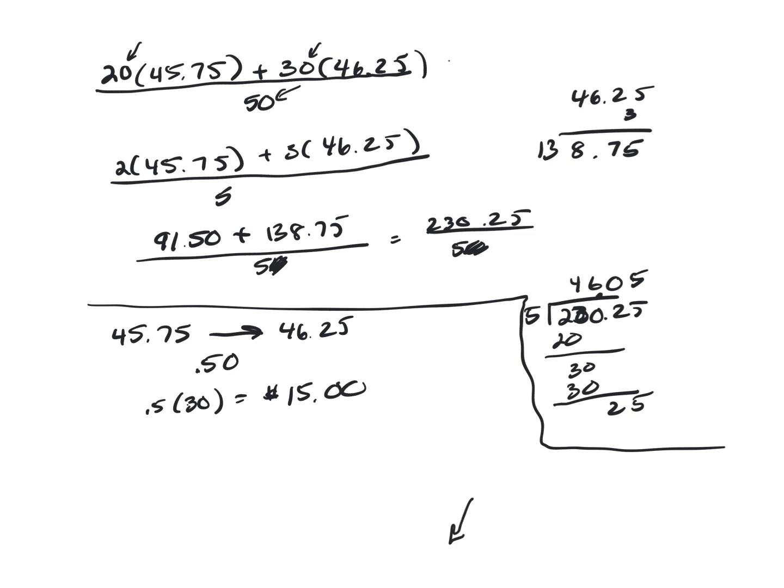Okay? Think about this numerator up here. That's an overall increase of $15. And if I divide that by 50, it's going to tell me per share how much your increase is. And reduce each by 5, and that gives you 3 over 10, which is 0.3. So just take the original price of $45.75 plus 0.3, and that gives you $46.05.